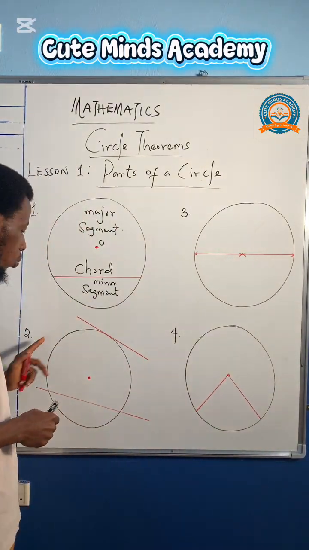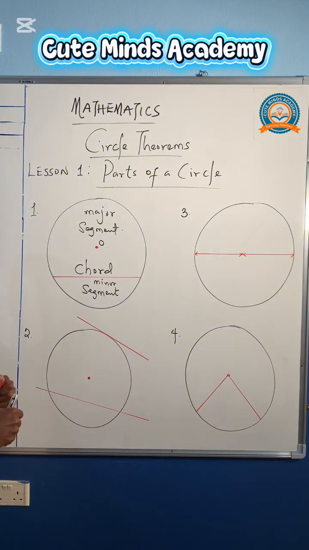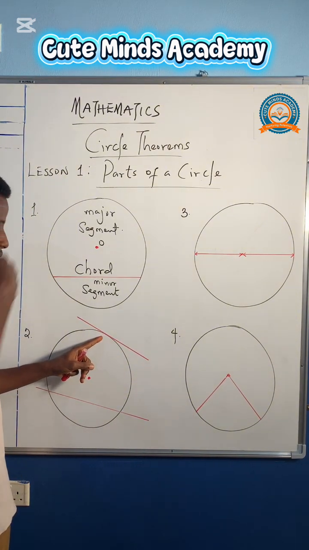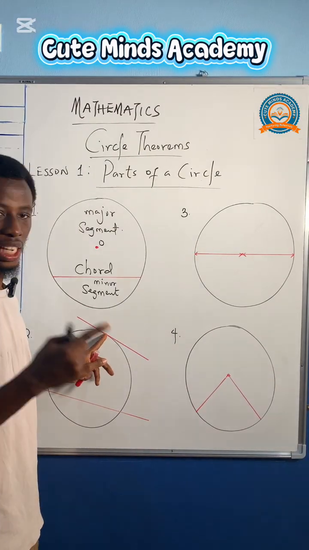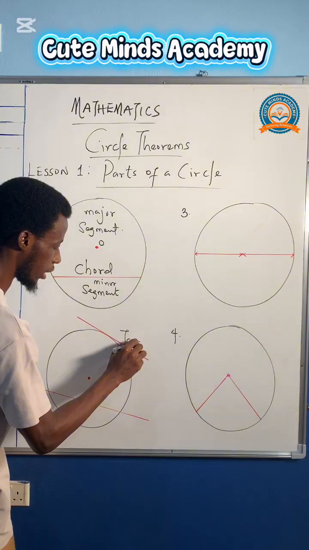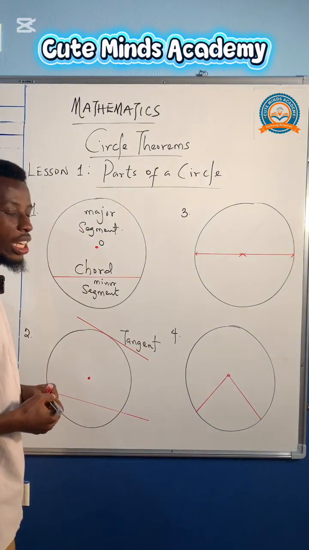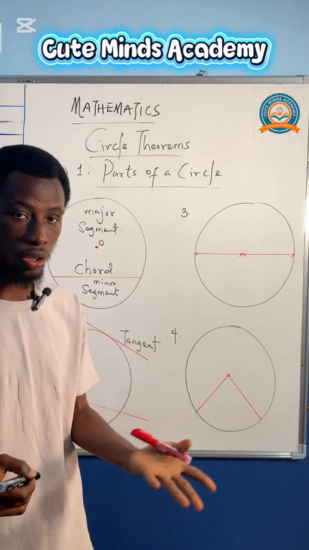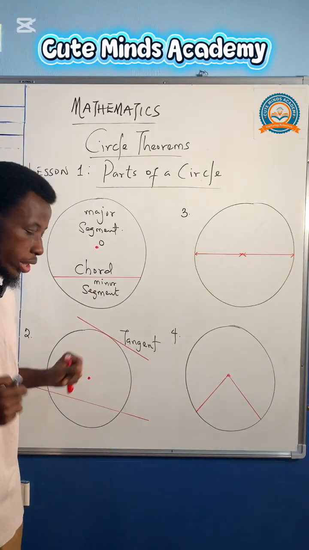Now, for the second one, we have two types of line touching the circle. For this touching the circle, outside of the circle, just at a point, this is what we call the tangent. So a tangent is a line that just touches a circle or even a curve at a single point.